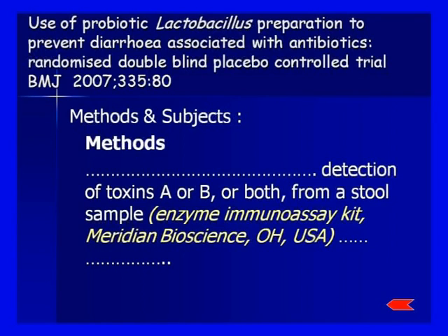Identify the apparatus. If you used any apparatus, you have to identify the apparatus with the manufacturer's name and address in parenthesis. So under the same paper, you see the reduction of toxins A and B, both from stool sample. They have given the enzyme immunoassay kit, that's the name of the kit, from Meridian Bioscience, Ohio, USA. So this is how you give information about the equipment or kit or whatever you use in your study. So the full information must be there.